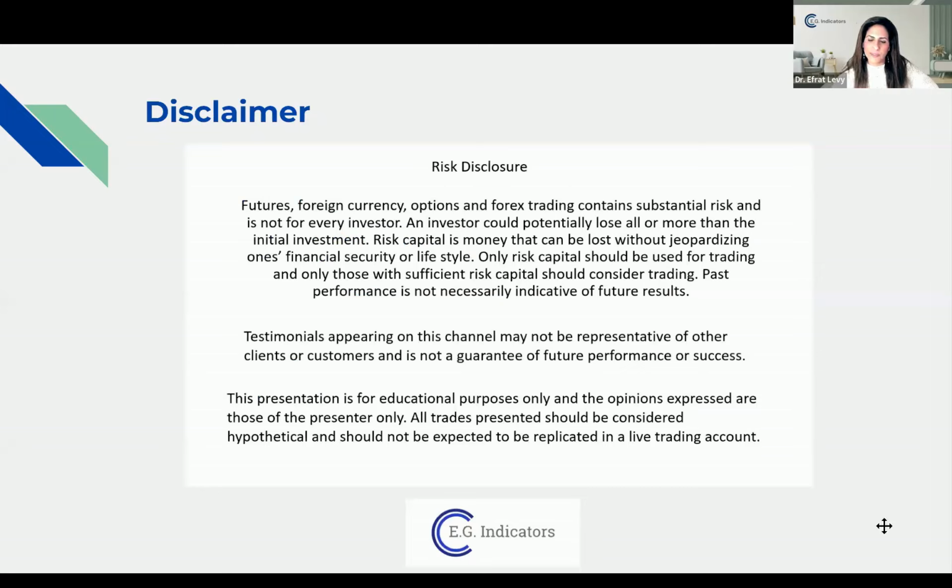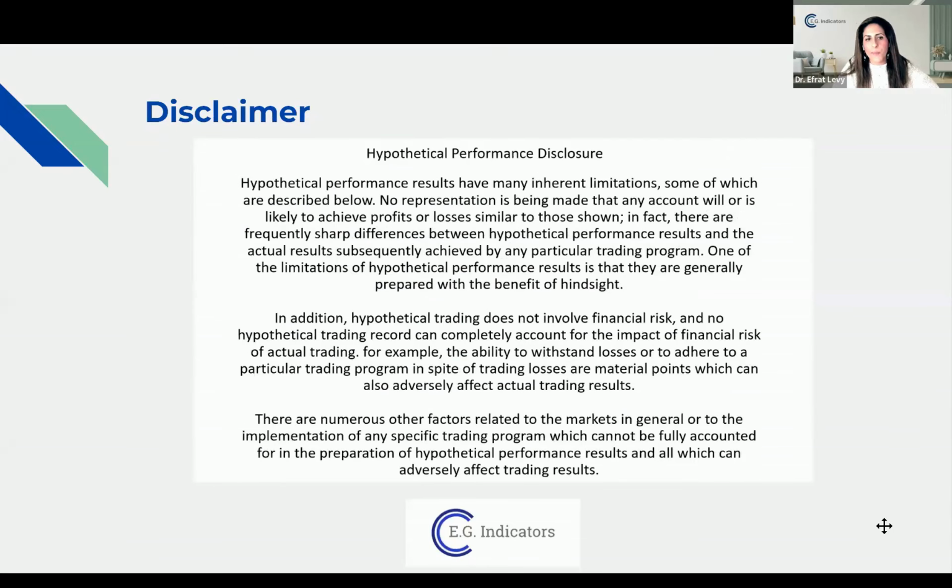And I'll start with a risk disclosure. Trading is risky and not for everyone. Past results do not guarantee anything about future results.